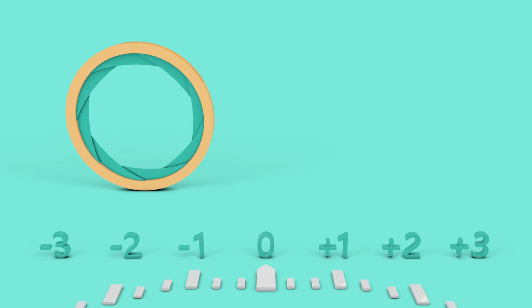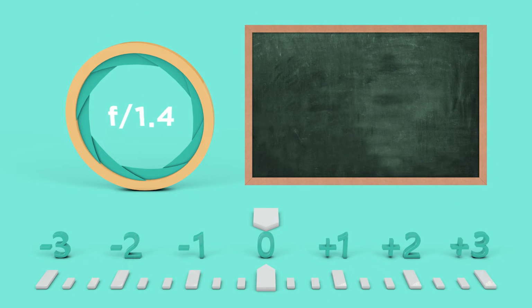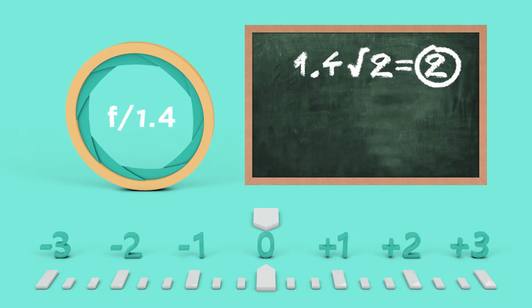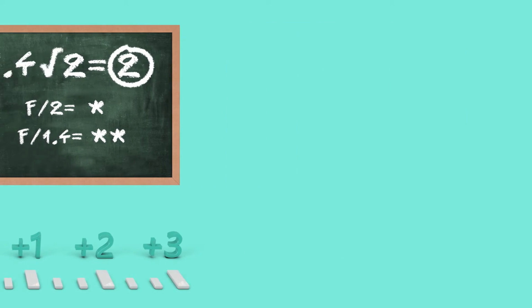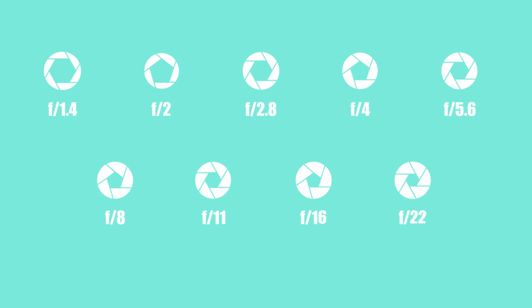of 2. If I want to halve my exposure, and I am at an aperture of f1.4, 1.4 times the square root of 2 is equal to 2. At f2, I have therefore divided the amount of light by 2 compared to f1.4. I might say minus 1 EV. A stop separates each of these values.